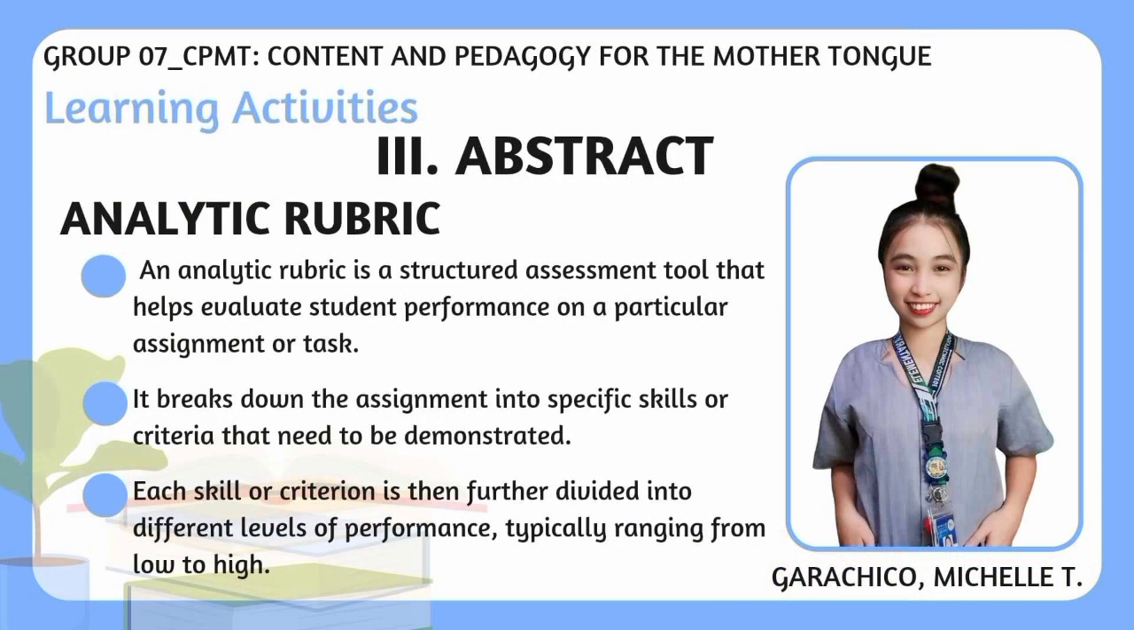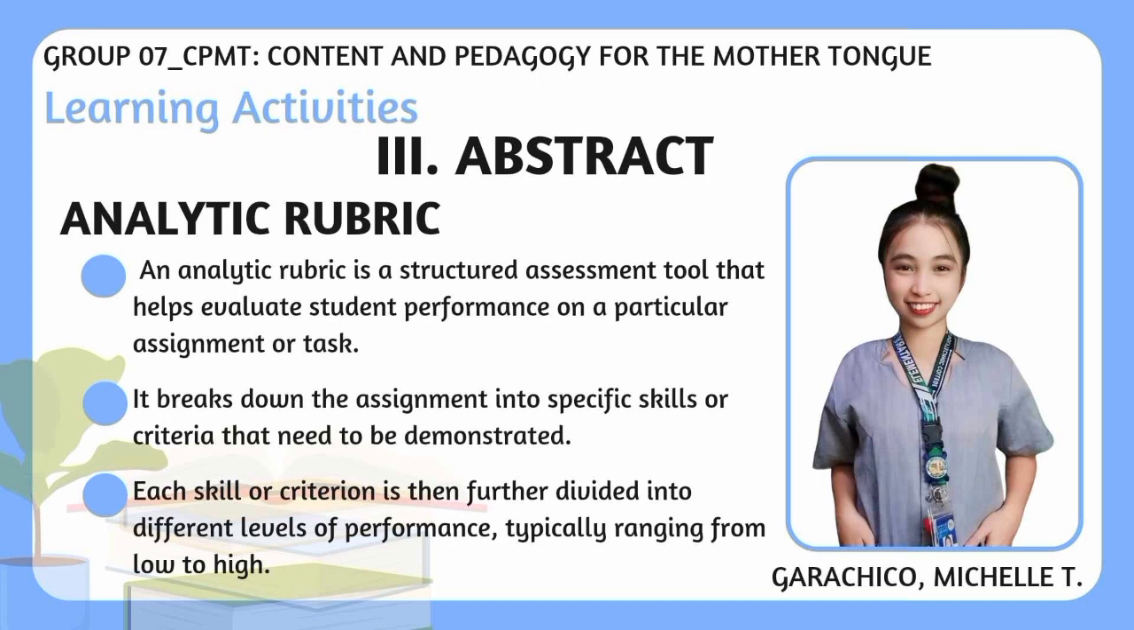Analytic rubric. An analytic rubric is a structured assessment tool that helps evaluate students' performance on a particular assignment or task. It breaks down the assignment into specific skills or criteria that need to be demonstrated. Each skill or criterion is then further divided into different levels of performance, typically ranging from low to high.